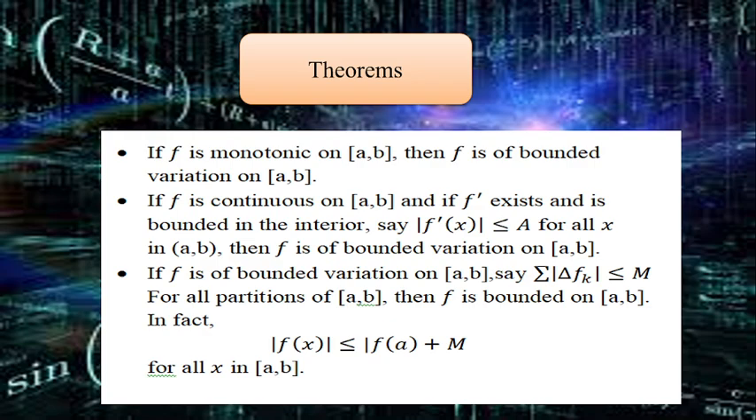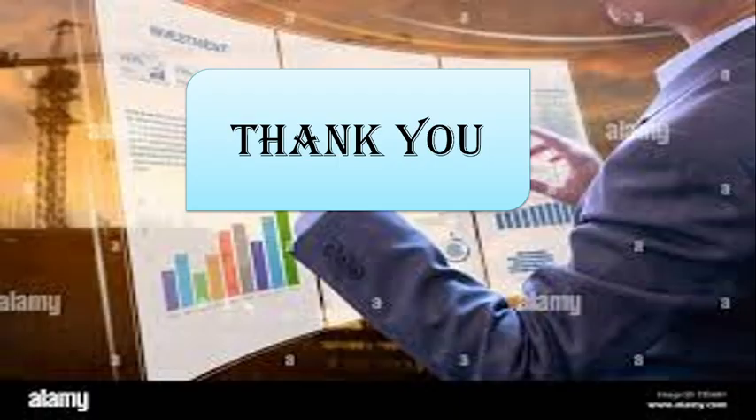Third one: if f is of bounded variation on [a, b], say the summation of |delta fk| is less than or equal to M for all partitions of [a, b], then f is bounded on [a, b]. In fact, modulus f of x is less than or equal to modulus f of a plus M for all x in [a, b]. So these are a few results derived out of bounded variation. Thank you.